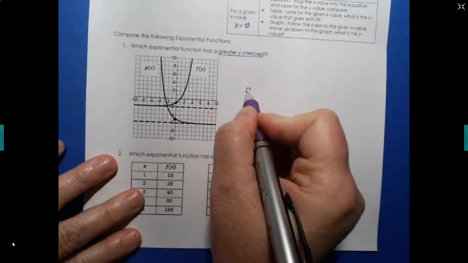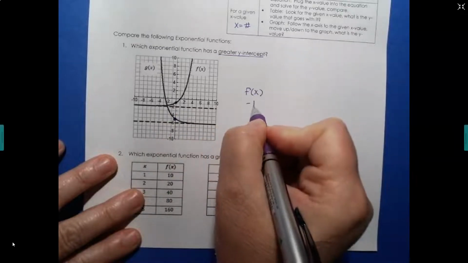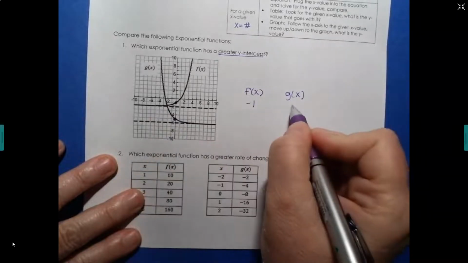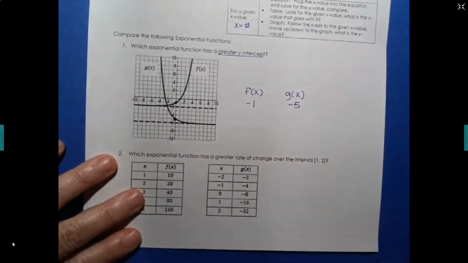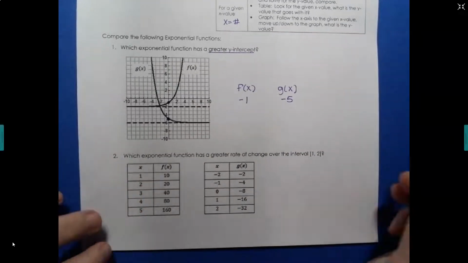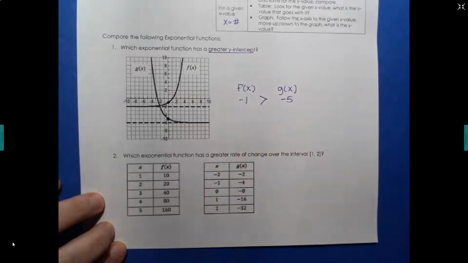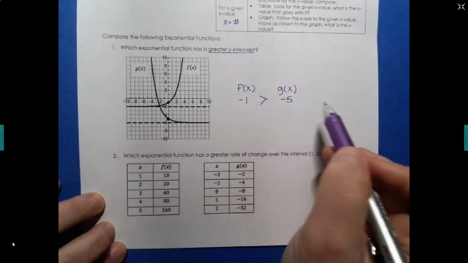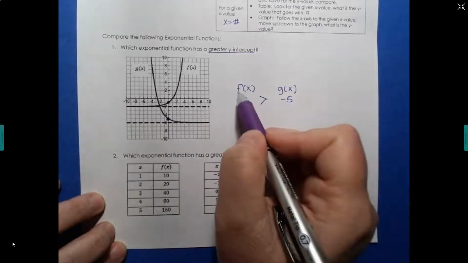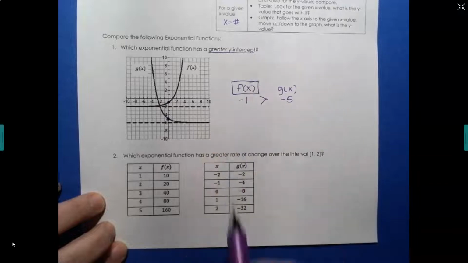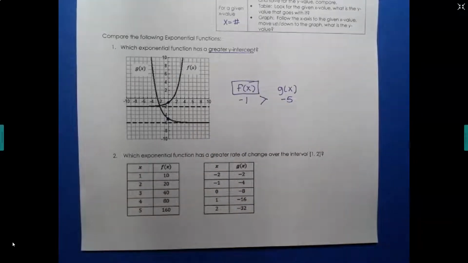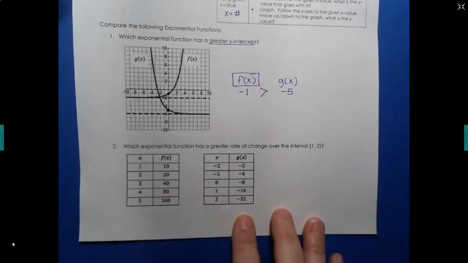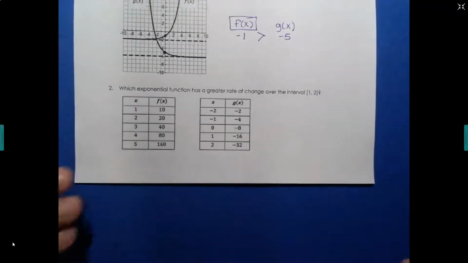I have the f of x y-intercept at -1, and the g of x y-intercept at -5. Now, how do these two relate to each other? -1 is greater than -5 because it's closer to 0, it's less negative. All right, so if I want the greater one, f of x is going to be my greater y-intercept. So hopefully this is coming back to you some from our linear comparisons. We use a lot of the same ideas.